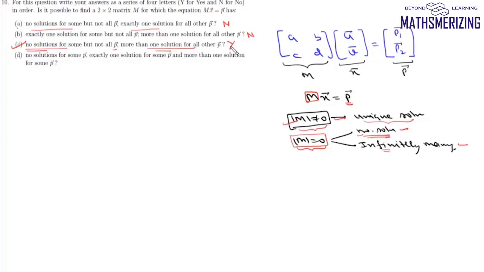And the last one is no solution for some, unique for some, and infinitely many for some. No, it is not possible, because once we fix M, then it will be either of these two cases. That is, determinant will be either 0 or non-zero. So that means this one is again no. So answer to this question is no, no, yes and no.